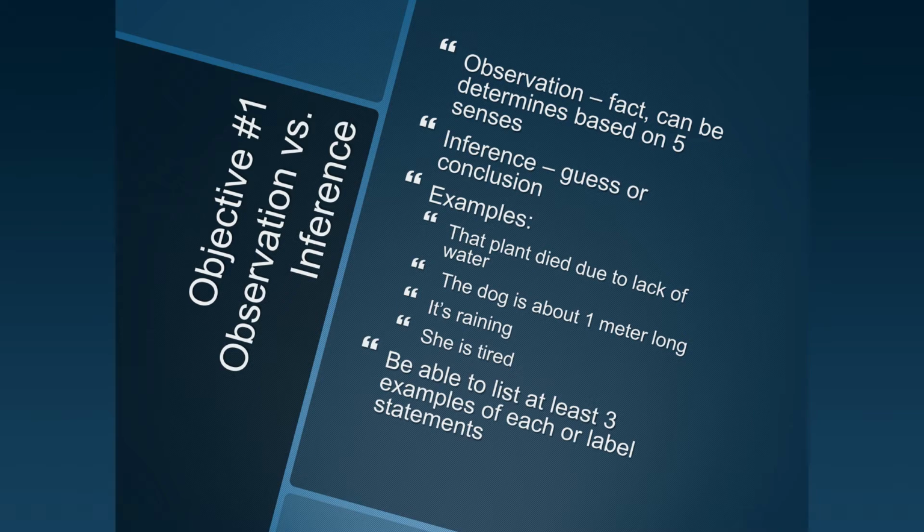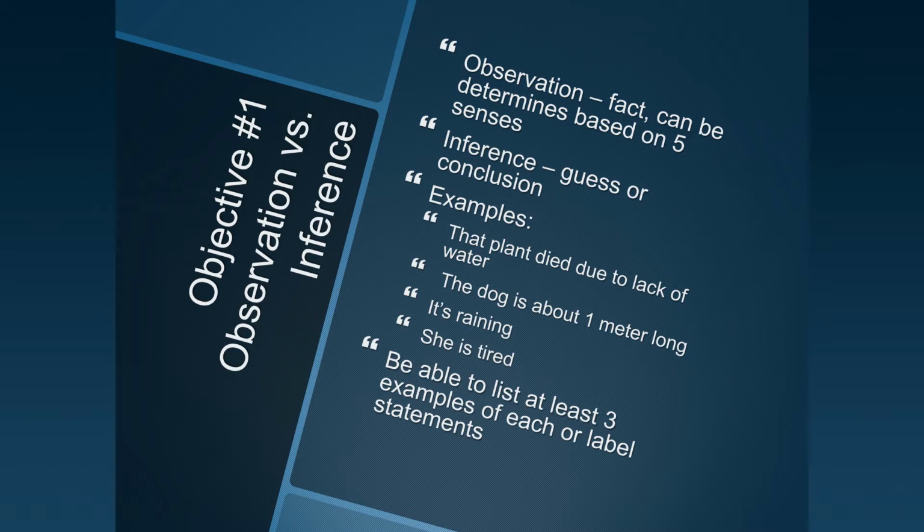An observation is a fact, something that you can tell or measure or determine based on seeing, hearing, touching, tasting, smelling. You use your 5 senses. On the other hand, an inference is a guess or a conclusion. You're assuming something, you're predicting something, you think something, but you can't observe it directly.